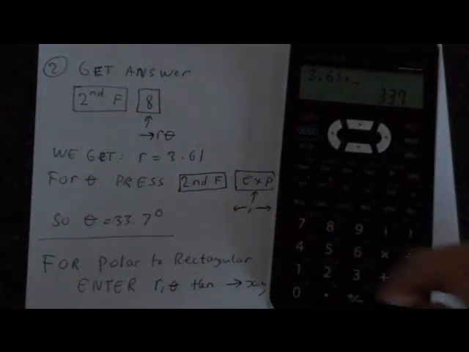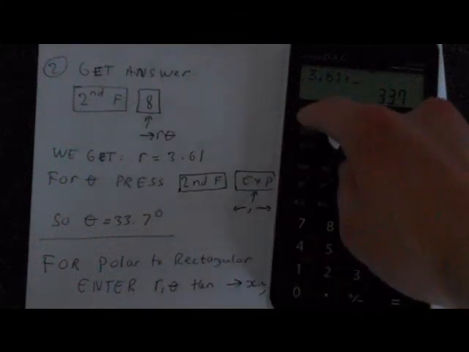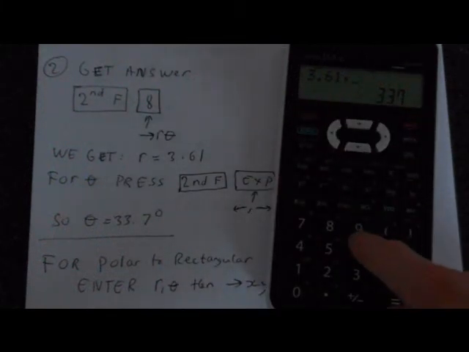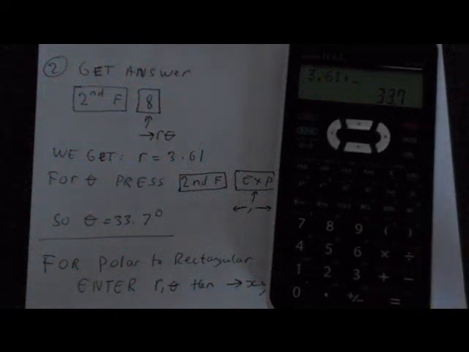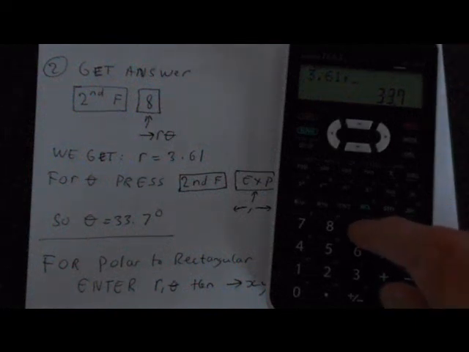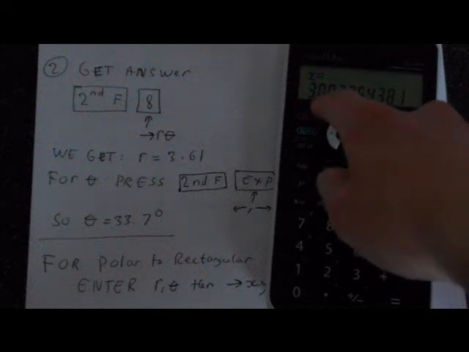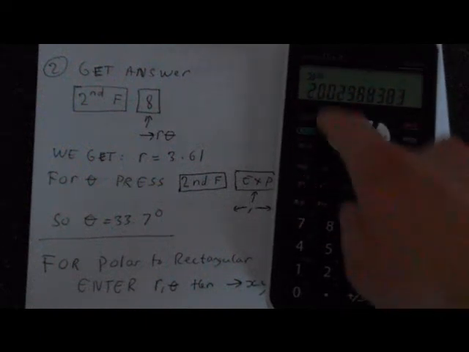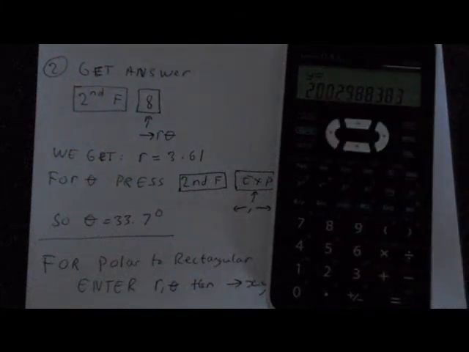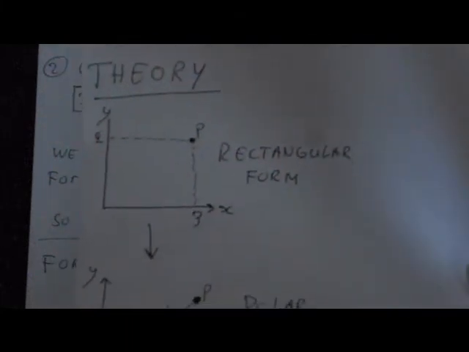33.7 is our angle. Now pressing second function, and then on top of 9 you'll see that you've got an arrow with x, y written on it, and that gives us 3 for x. So pressing shift and x gets us the y, which is 2. Again, that's exactly what we expected.